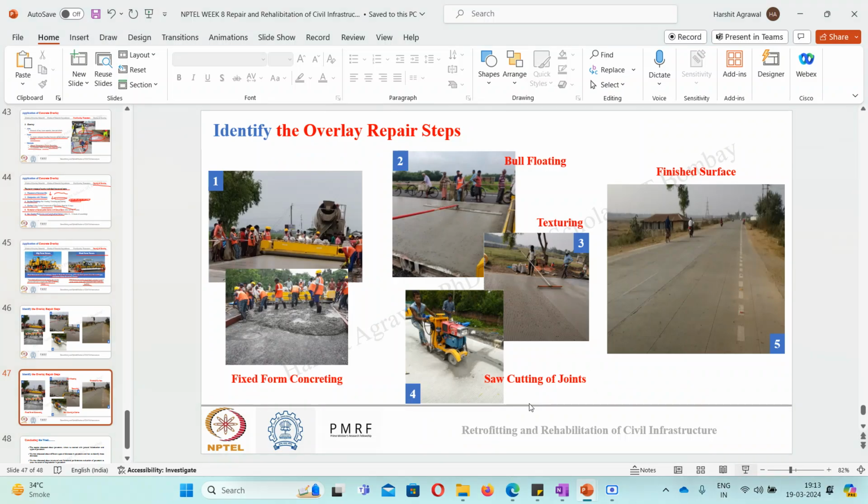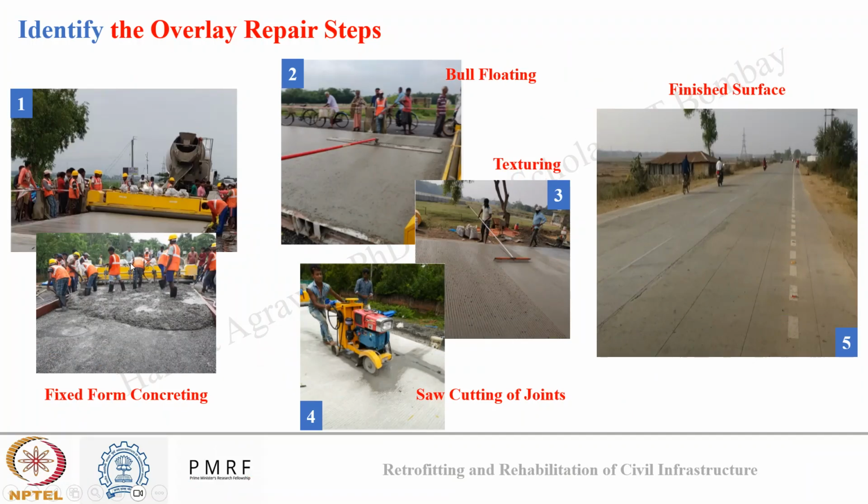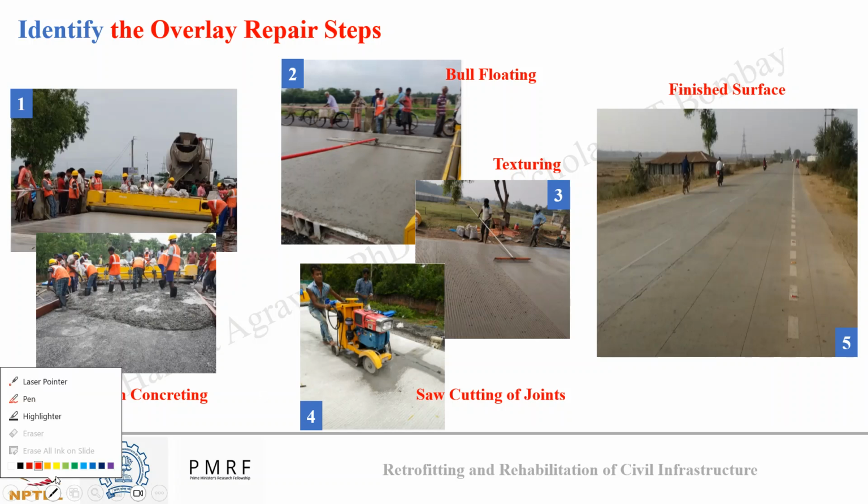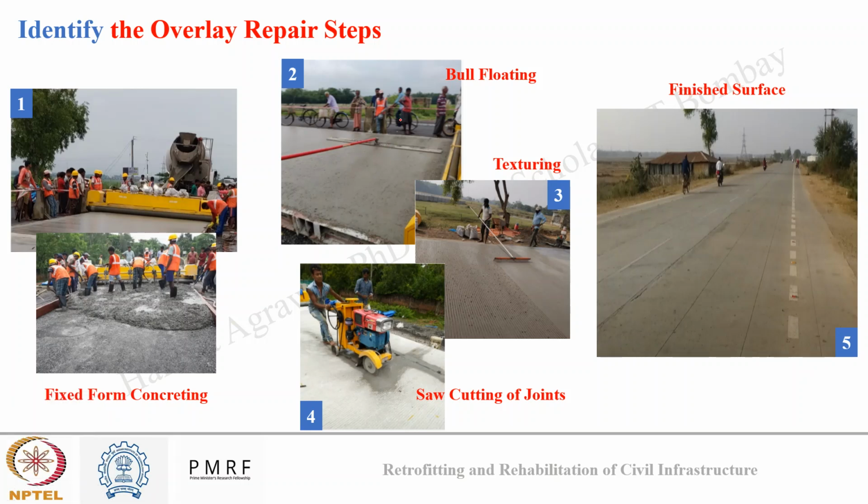Here you can see in the second image. Okay, so the concrete is poured using the fixed form paver, and external vibrators are also used in some locations for vibrating and compaction. Second step was bull floating, that was done to give some overlay treatment or overlay patterns. Okay, then we have texturing that was done on the pavement. Okay, this was done to level the pavement, this was done to texture the pavement.